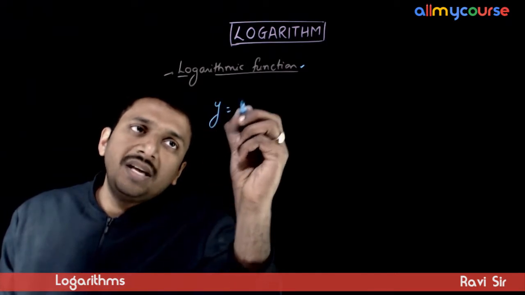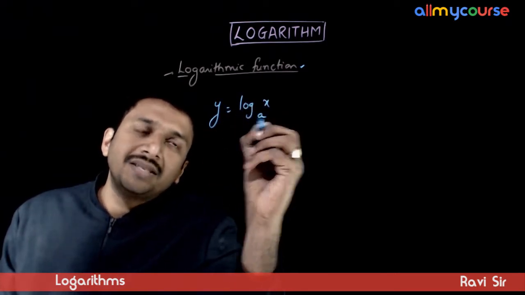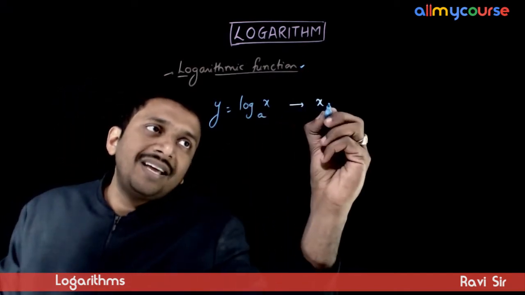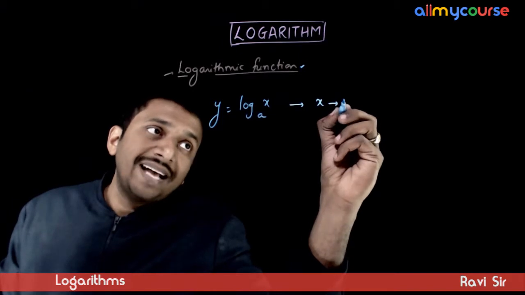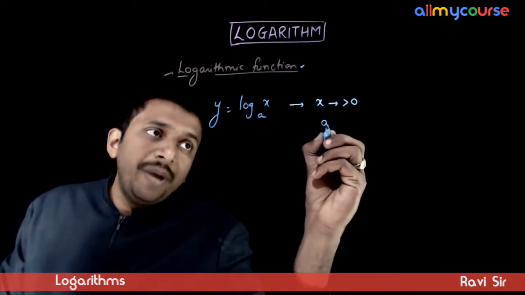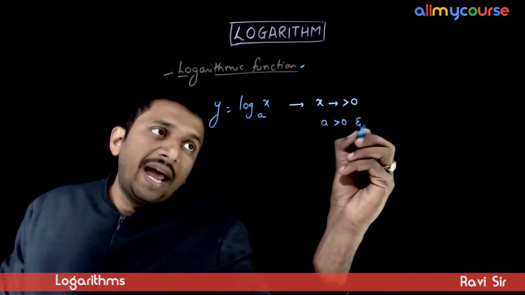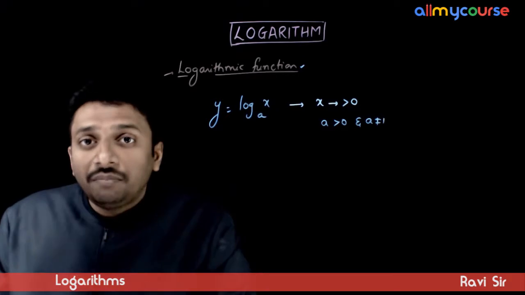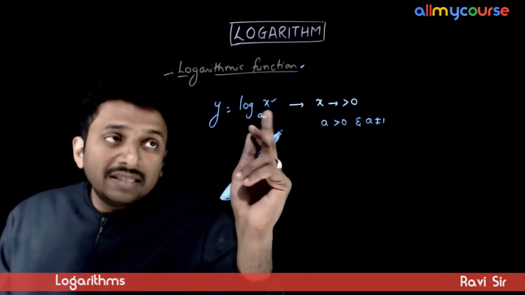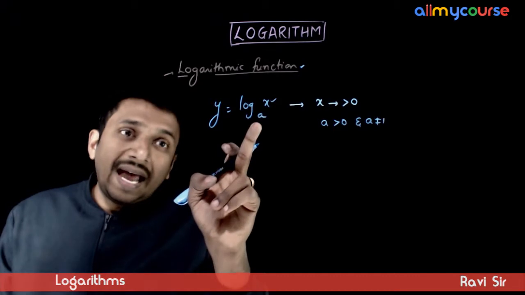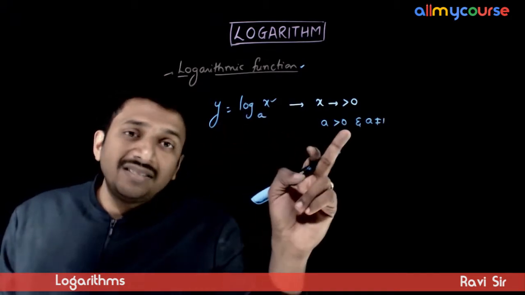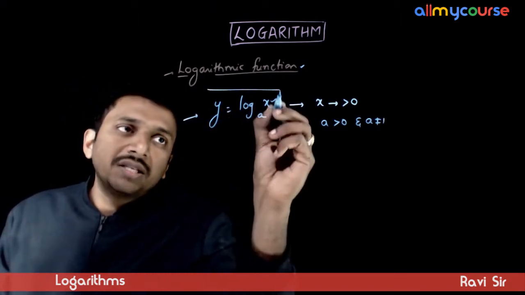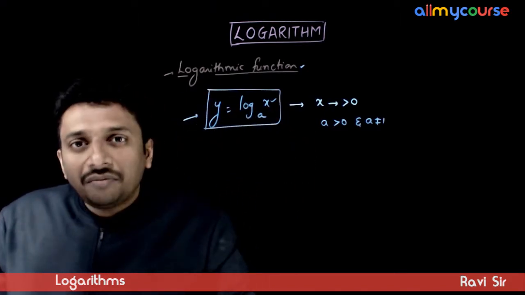The function y is equal to log x to the base a is called the logarithmic function. In this function, x is always positive, that is x is always greater than 0, and the base is greater than 0 and base is not equal to 1. So why this happens we have already seen before. So the argument inside log has to be positive and the base has to be greater than 0 and not equal to 1. So y is equal to log x to the base a is called the logarithmic function.